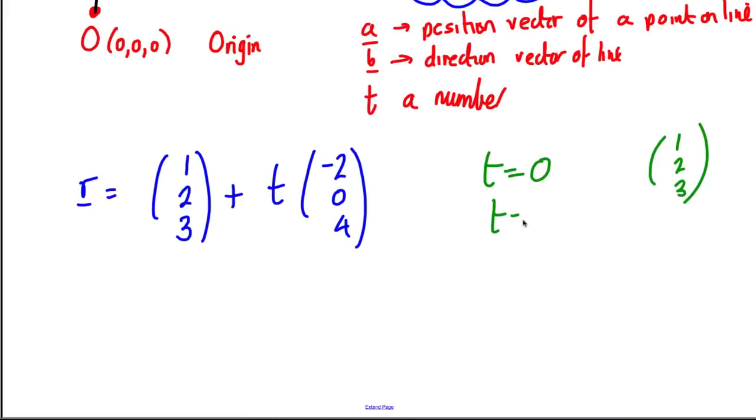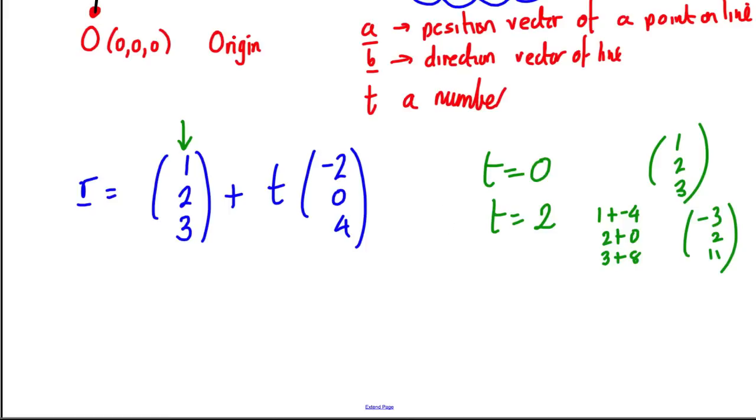If I put T is equal to 2 in there, I would know that 1 plus -4, 2 plus 0 and 3 plus 8, i.e. -3, 2 and 11 is on the line. For any number of T, I can substitute that in, work this out, and that's a point on the line. So the easiest point on the line is that one. Okay, that's the point to get us to the line.